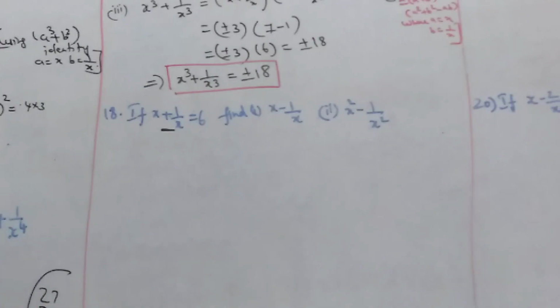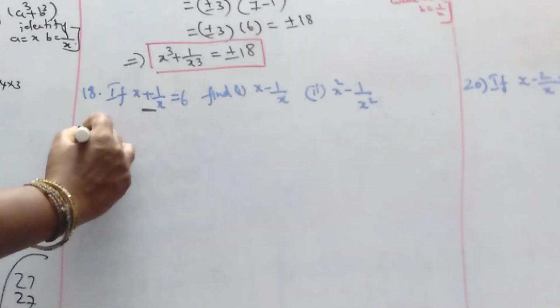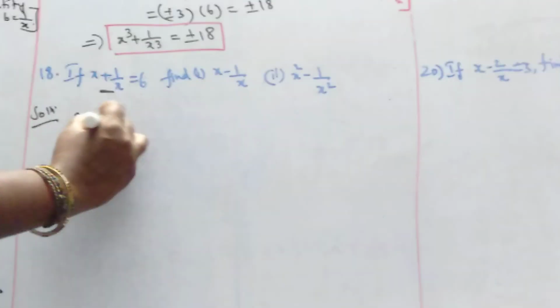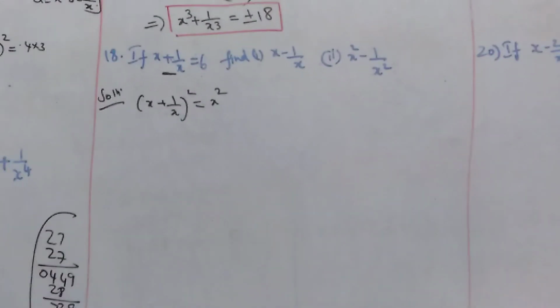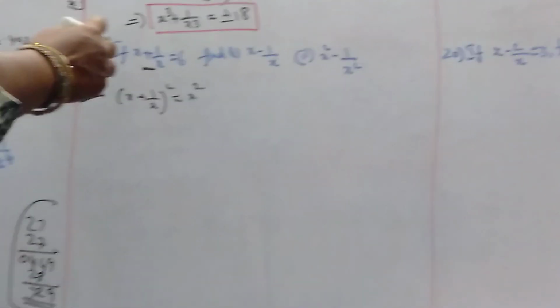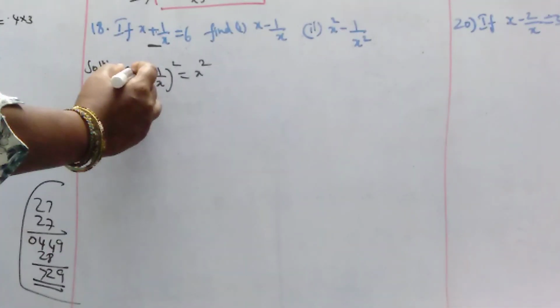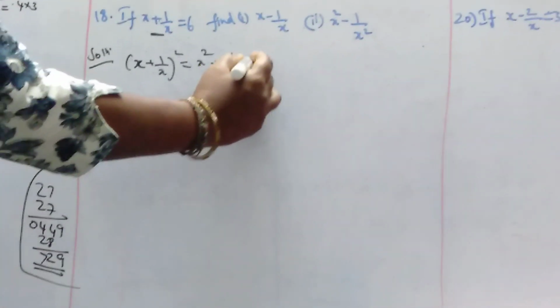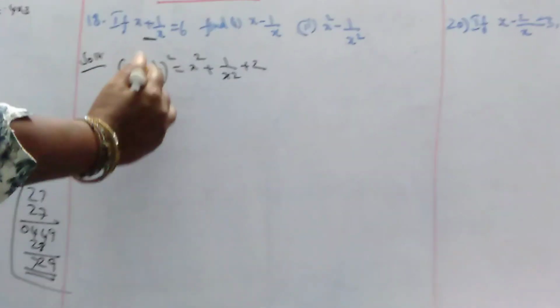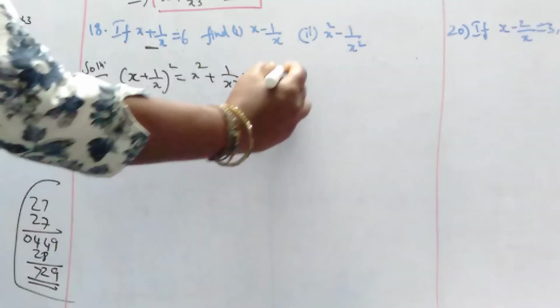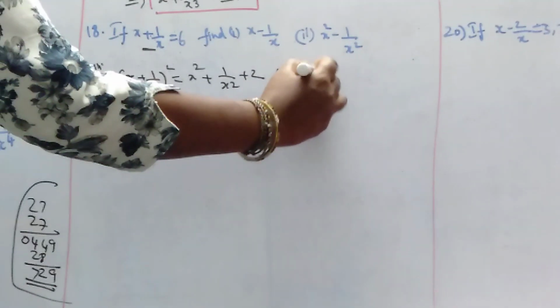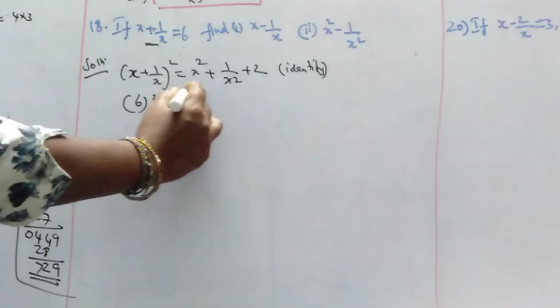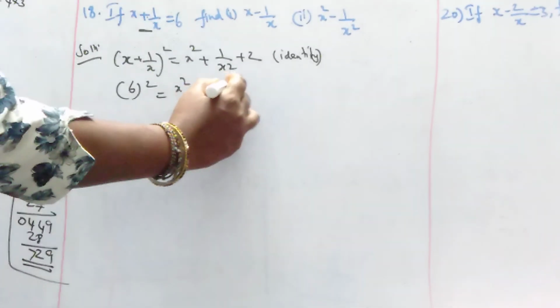So what is given? Only x plus 1 by x is given. So we have to use the identity a plus b the whole square, which is x plus 1 by x the whole square. The next question is 18. That is, we are going to use the identity x plus 1 by x the whole square equals x square plus 1 by x square plus 2. Okay, x plus 1 by x value is given, which is 6. So 6 square equals x square plus 1 by x square plus 2.